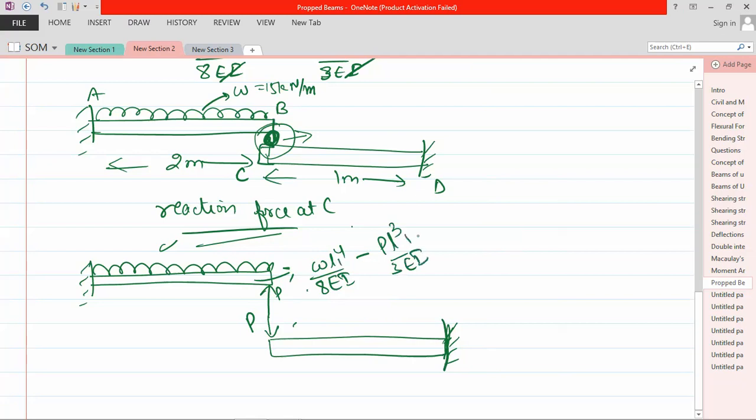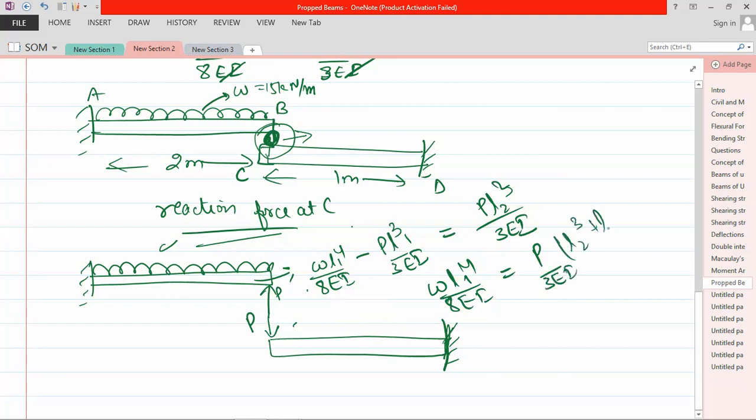This should be L1. And this is equal to, now here that P load is coming, so PL2 cube by 3 EI. Now this is equal, so you can directly obtain the P. WL power 4 upon 8 EI is equal to P upon 3 EI into L2 cube plus L1 cube. From that, the reaction force is coming, that is P is equal to 10 kilonewton.